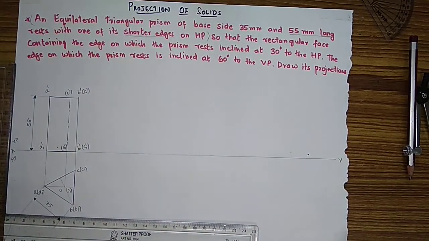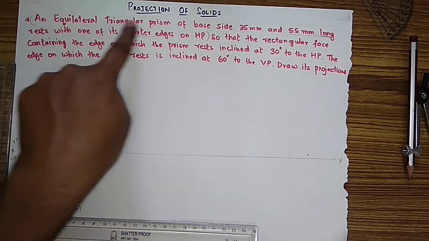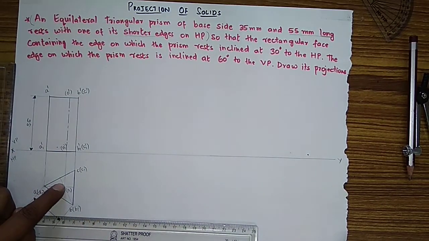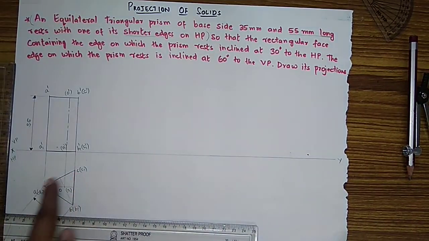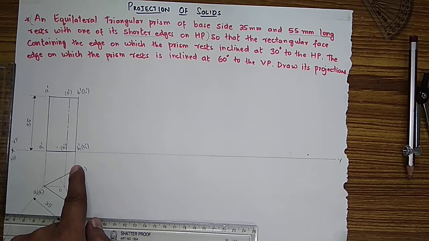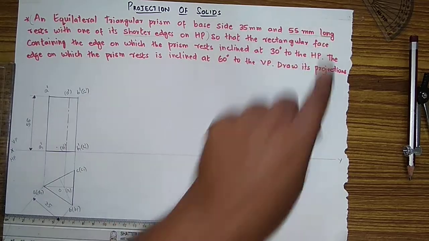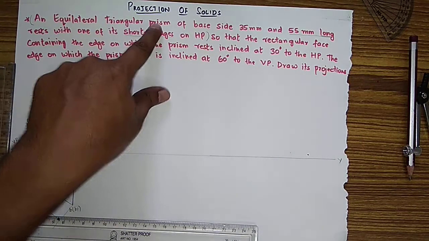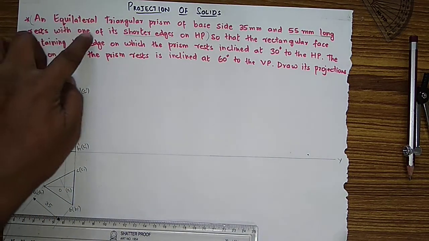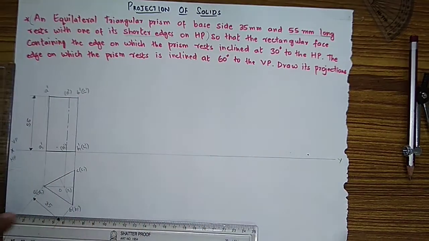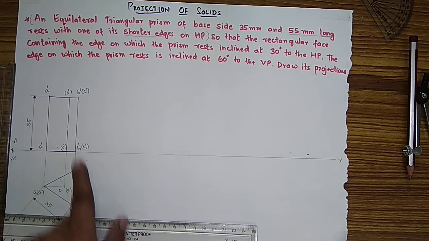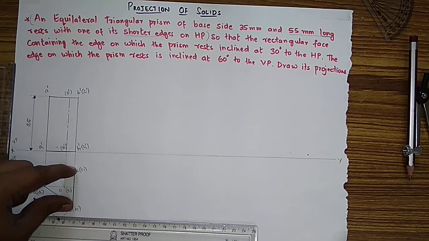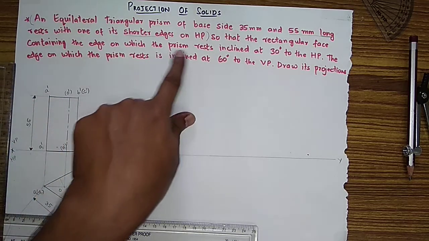Let us see, is it correct or not? An equilateral triangular prism of base side 35 mm. Base side means the triangle has 35 mm sides, and it is 55 mm long. 55 mm long means the axis height of the prism is 55 mm. Rests with one of its shorter edges on HP. On HP, this shorter edge is resting. So the prism's shorter edge is resting on HP.